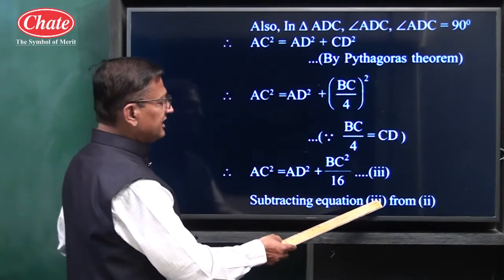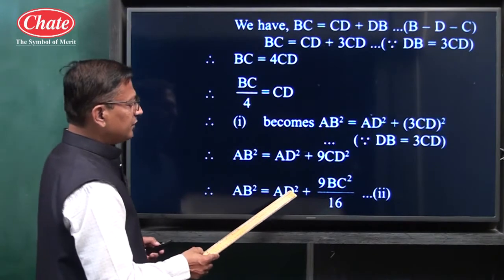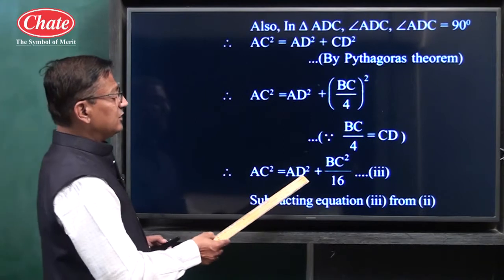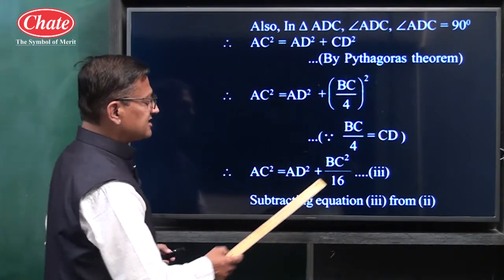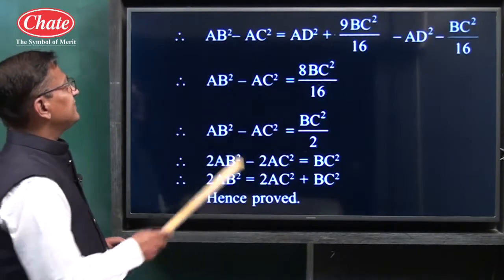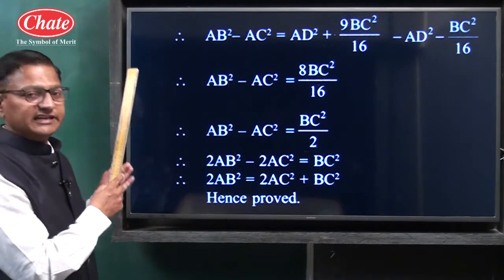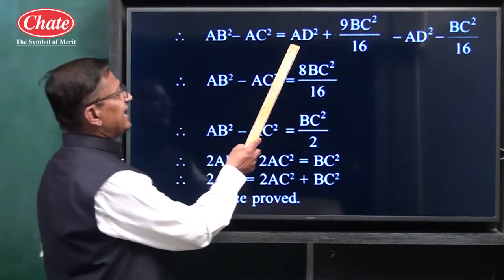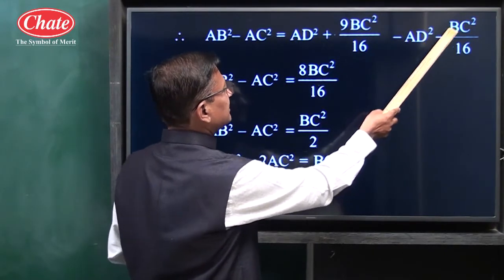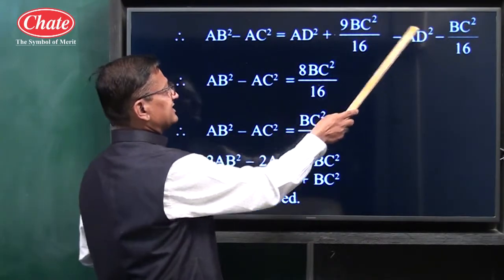Subtracting equation 3 from 2. Equation 2 is AB square is equal to AD square plus 9BC square by 16, and here AC square is equal to AD square plus BC square by 16. Subtracting equation 3 from 2, we get AB square minus AC square. Subtraction of LHS is equal to AD square plus 9BC square by 16 minus AD square minus BC square by 16. We get AD square get cancelled.